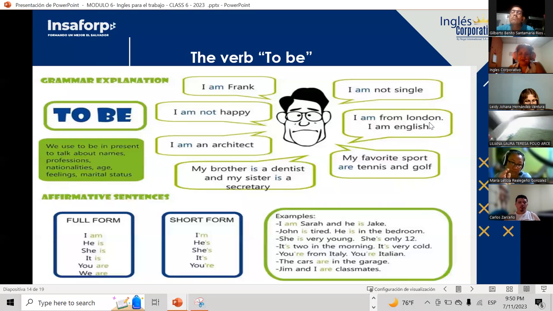Nationalities, for example, if you are from El Salvador, if you are from London, any place, any country. Okay. Feelings. And what else? Names. I am, for example, I am Gilberto, I am Lady, and Liliana. Okay. Those are the examples. When we use the verb to be, when we talk about names, professions, nationalities, age, feelings, and marital status.